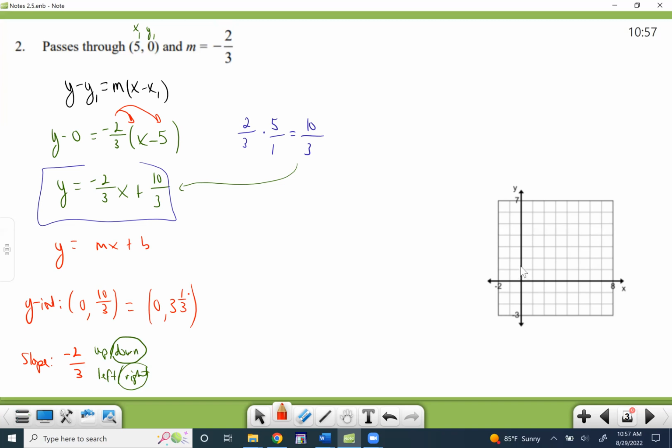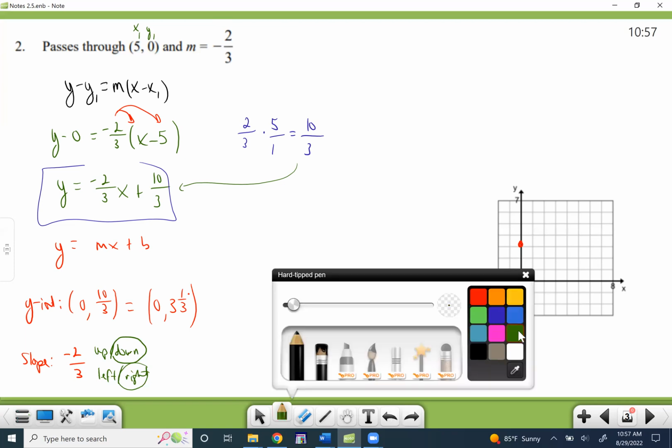All right, so let's go ahead and start at (0, 3 1/3). So 1, 2, 3 1/3. Like right there, that's about 3.3333. From there, we're going to go down 2, right 3. So down 1, 2. So I'm about right here. Let me try to make that clearer, you guys. I'll use a different color.